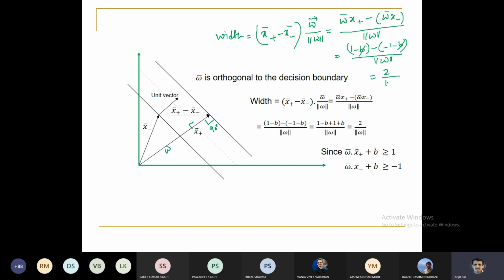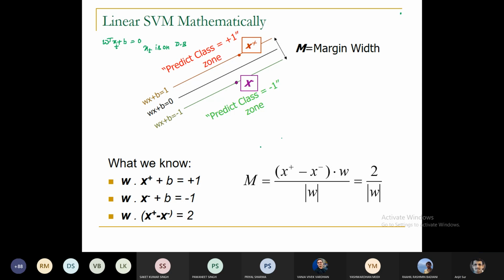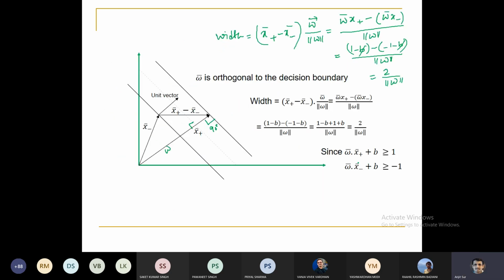That we have seen here, exactly this same thing. Now you understand from where it is coming. So this is the mathematical formulation: the distance x plus minus x minus is basically 2 by the norm of w.